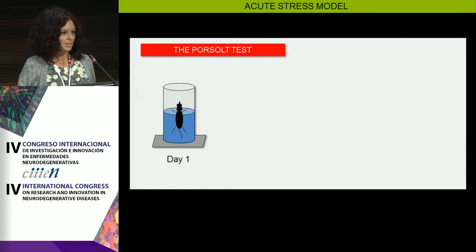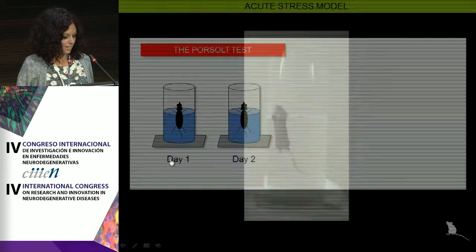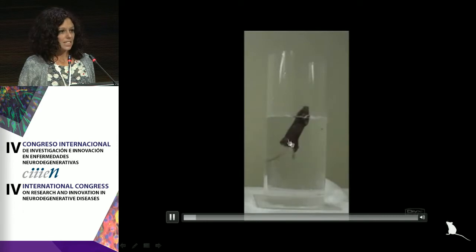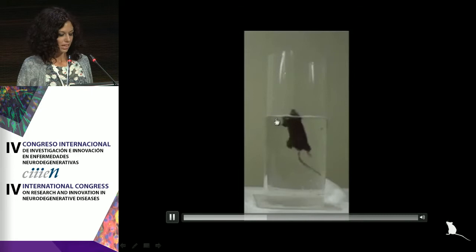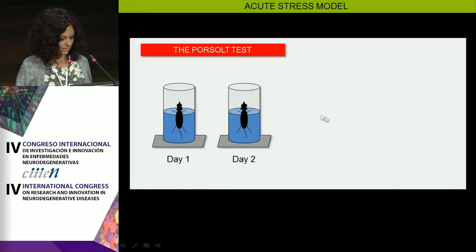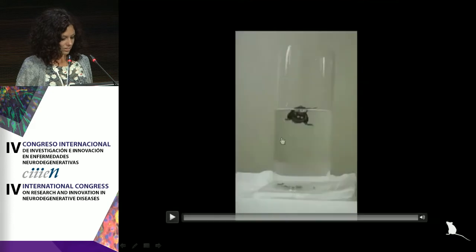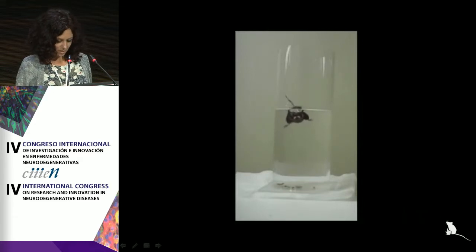During this test, as you all may know, the animals are placed in a cylinder filled with water for 6 minutes during two consecutive days. As you can see, during the first day, the animals remain swimming most of the time. They are trying to escape from a very stressful situation. This is the first day of the test. However, during the second day, the animals show signs of behavioral despair and they remain mostly immobile.